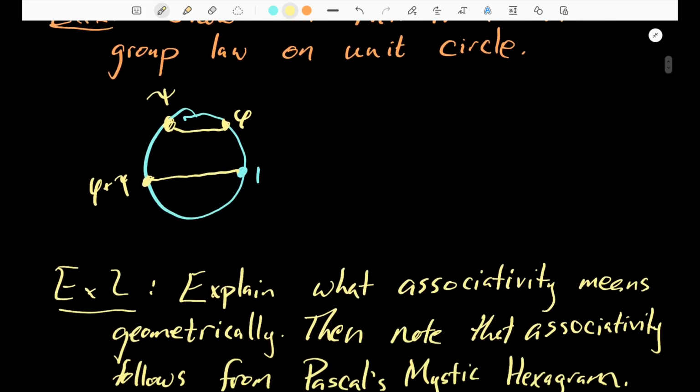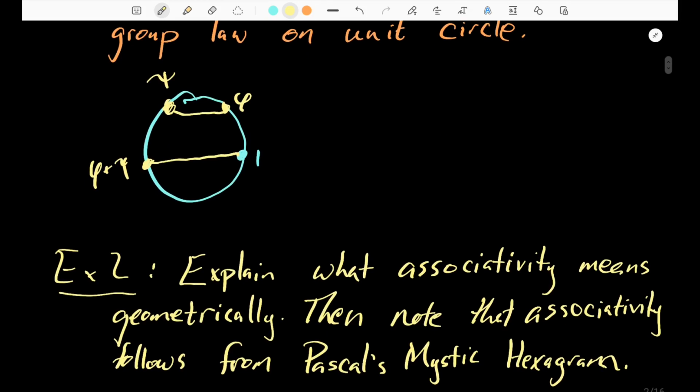Second up, as you can imagine, associativity is not completely trivial. And so rather than actually proving it, I just want you to think about, what does associativity mean as a geometric statement? And then once you figure out what that geometric statement is, notice that it is actually a special case of Pascal's mystic hexagram. So actually, if you're familiar with elliptic curves, that's how you go about proving the associativity for their group law, as you reduce to an even more special case of Pascal's mystic hexagram.